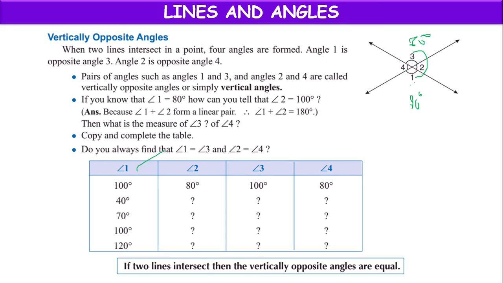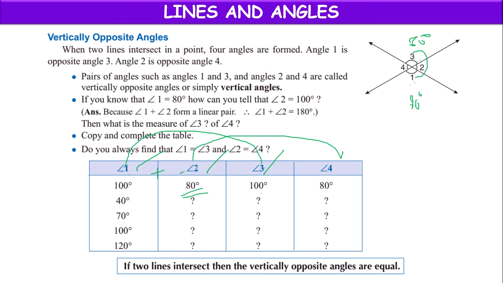If 1 is 100, 2 will be 80. Why will 2 be 80? Because 1 plus 2 is a linear pair. If 1 is 100, 2 will be 80. 1 and 3 are vertically opposite angles. If 1 is 100, 3 also will be 100. And 2 and 4 are vertically opposite angles.